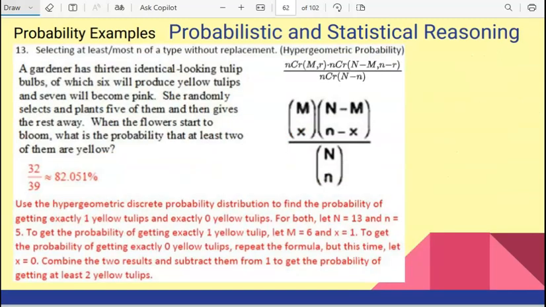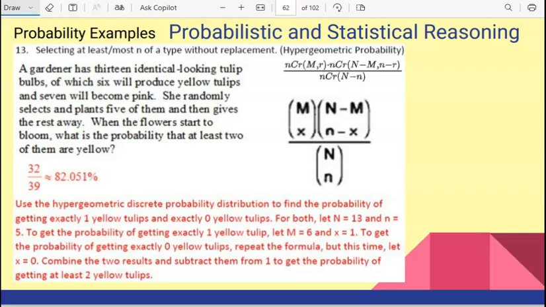Here's another example. A gardener has 13 identical looking tulip bulbs, of which 6 will produce yellow tulips and 7 will become pink. She randomly selects and plants 5 of them and gives the rest away. When the flowers start to bloom, what is the probability that at least 2 of them are yellow? For this one, you'll use that formula multiple times.